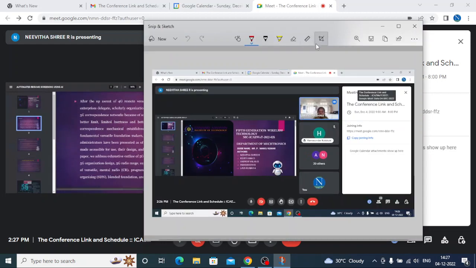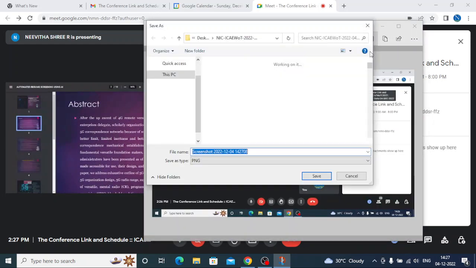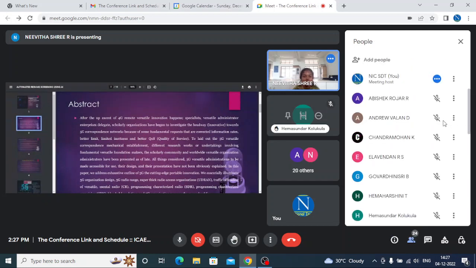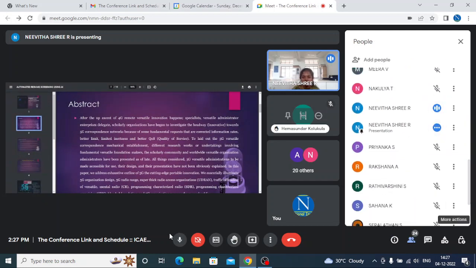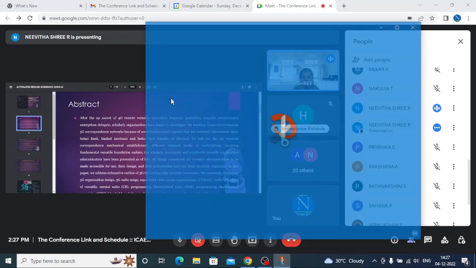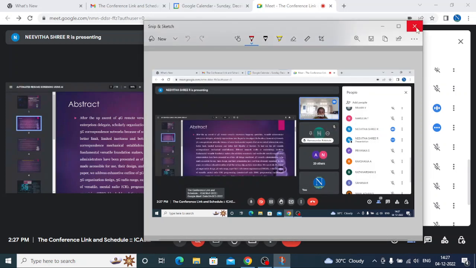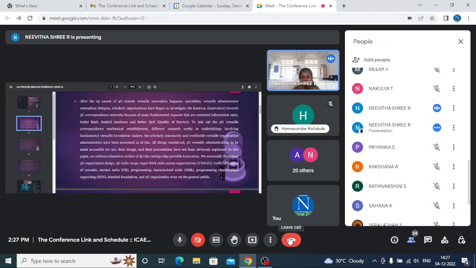The abstract of our project: after 4G wireless, wireless innovation happens. Wireless administrators, enterprises, and scholars have begun to investigate the headway to 5G communication networks because of some fundamental requests that are higher data rates, better capacity, and better quality of service. To let out 5G wireless communication, research works of undertaking involving fundamental wireless foundation markers have been lifted. All things considered, 5G wireless service is to be made accessible for use. Their design and presentation have not been clearly explained.